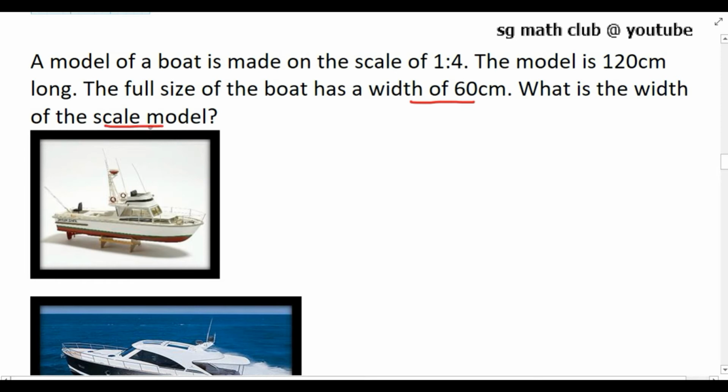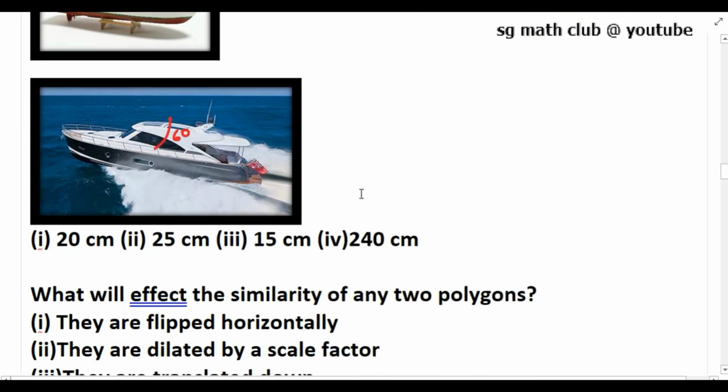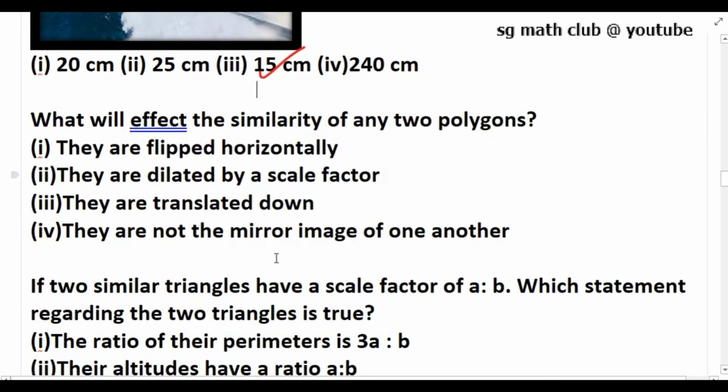What will be the width of the scale model? So we can see this is the original boat, this is the scale model, and this boat is made in the ratio 1:4. They have given the width of the full size boat, that is 60 centimeters. So what will be the width of the scale model? It will be definitely 15 centimeters. 60 divided by 4, so 15 centimeters. So we will see whether the answer is there, 15 centimeters. Now what will affect the similarity of any two polygons? So actually they are not the mirror image of one another.